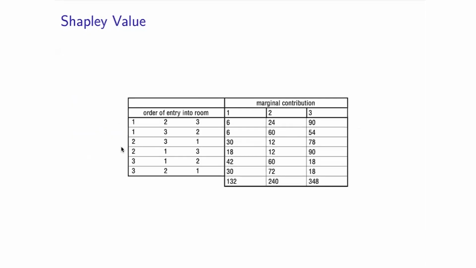Okay. Now, for these 6 orders, we need to look at the average. So the first thing to do is to sum up all these things. If you sum up the marginal contributions for 1 over all these different 6 cases, you end up getting 132. For 2, you end up getting 240. And for 3, you end up getting 348. And the Shapley value is the average, right? So you need to then divide it by the number of cases, which is 6, right?